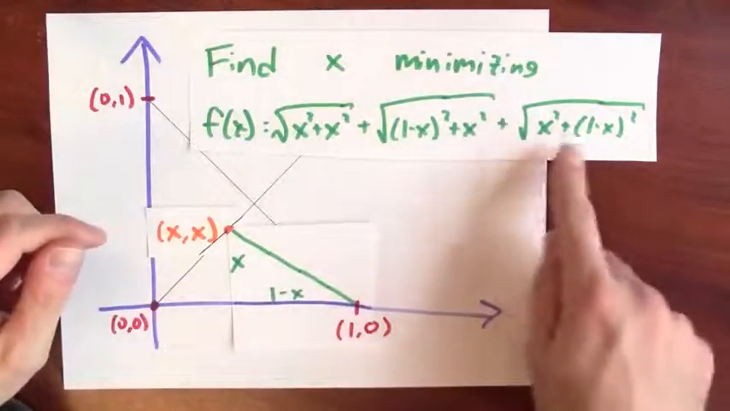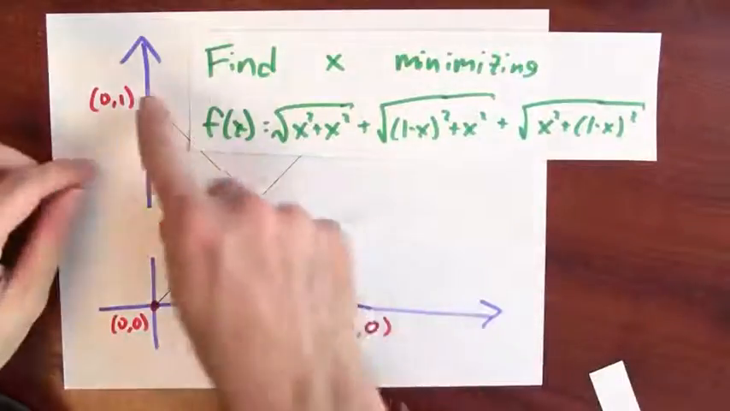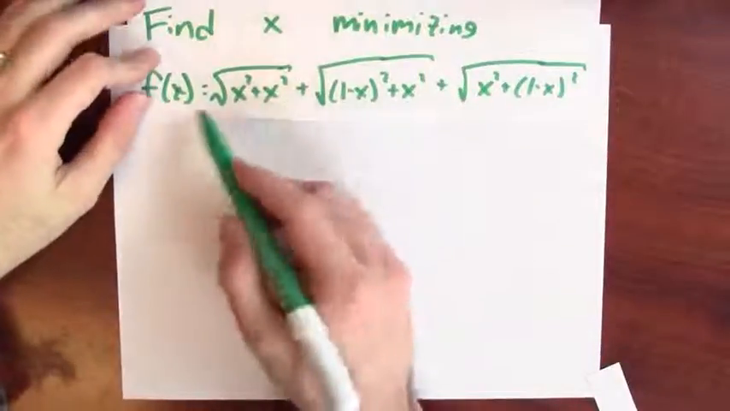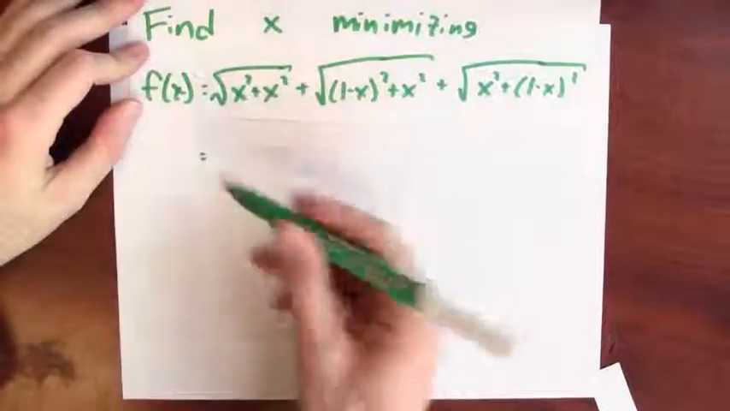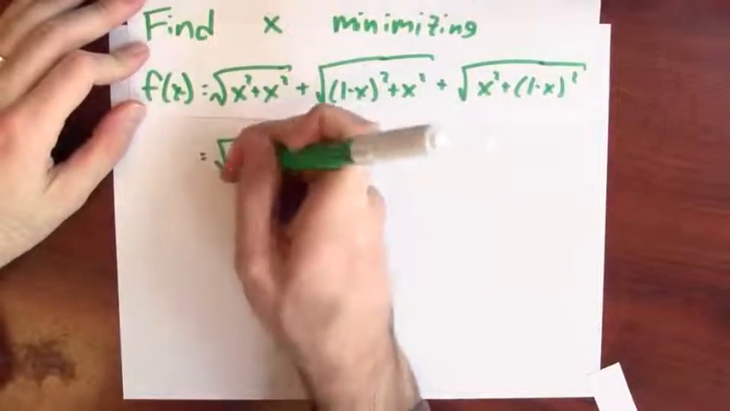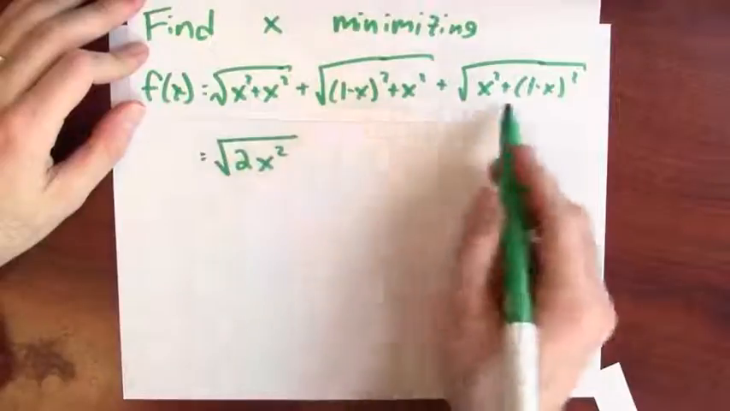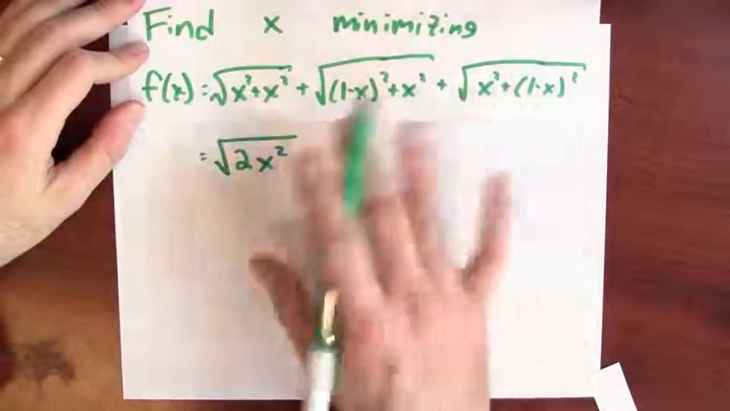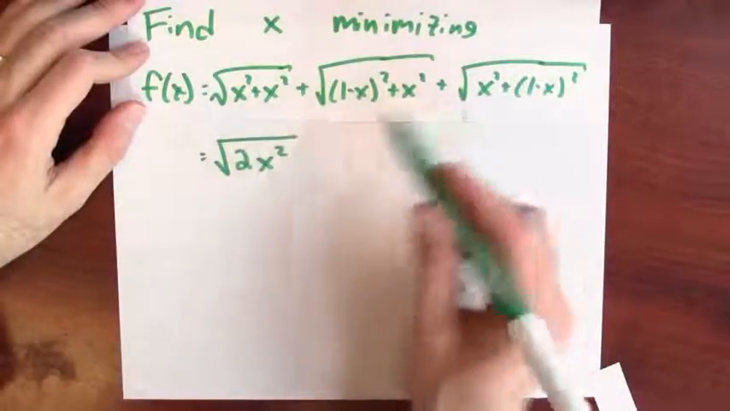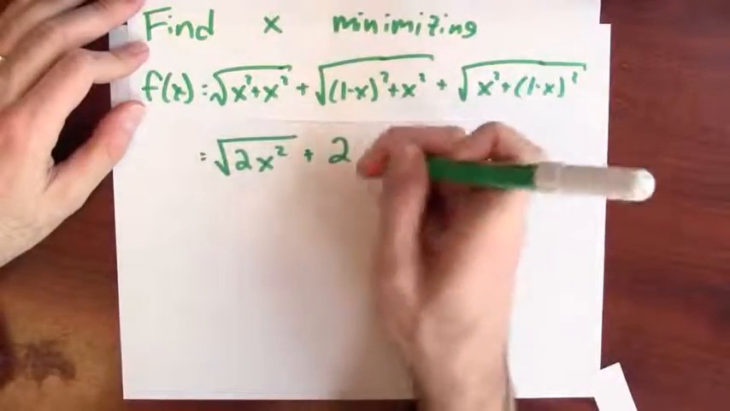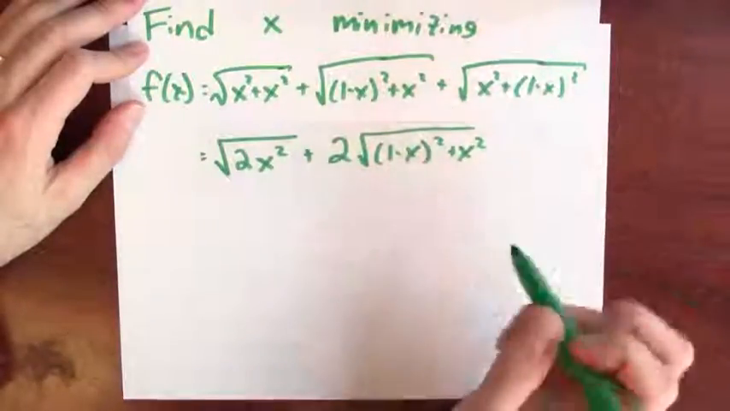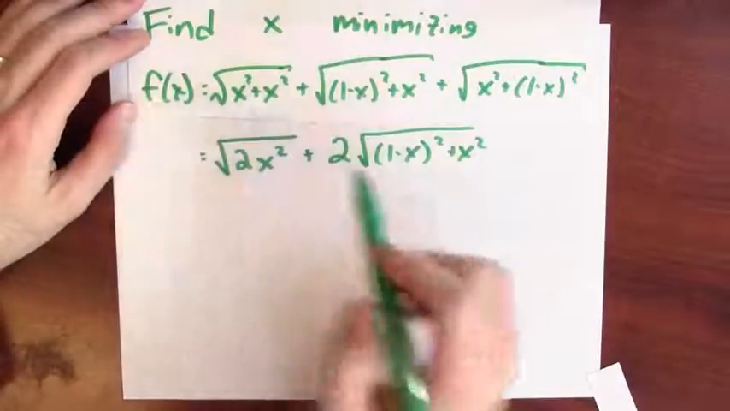This last term, the square root of x squared plus (1 minus x) squared, that's measuring the distance from (0, 1) down to (x, x). I can simplify this somewhat. This first term, the square root of x squared plus x squared, well, I could rewrite that as just the square root of 2x squared. And both of these terms are actually the same. It's just the addition is done in a different order, but of course it doesn't affect the value at all. So I can write this as 2 copies of just this first one, the square root of (1 minus x) squared plus x squared. So that's a slightly easier way of writing f.